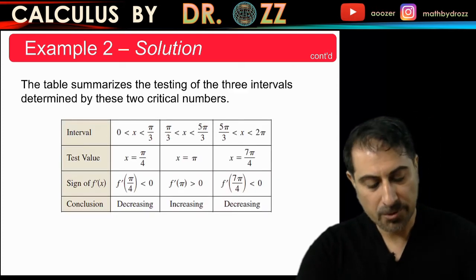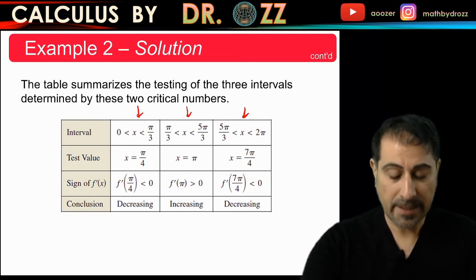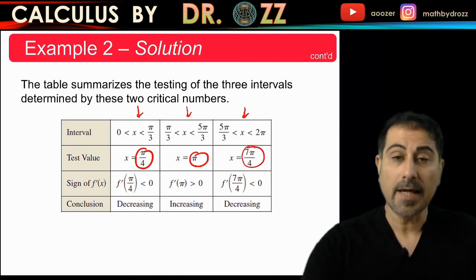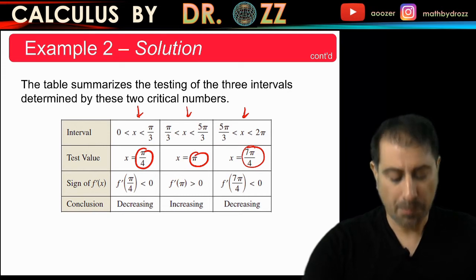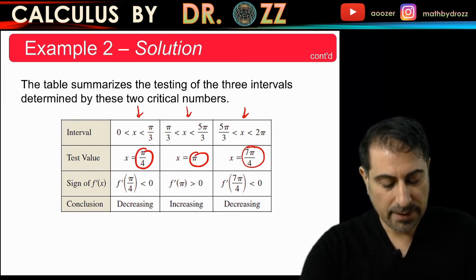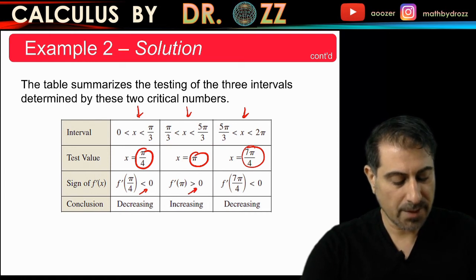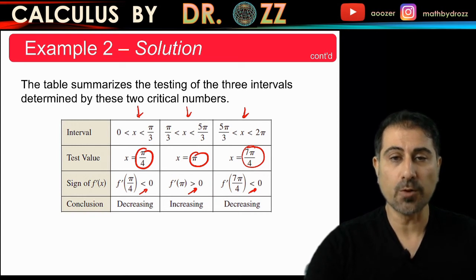Here we go. We have the first interval, second interval, and the third interval. We got test values or sample values from each subinterval. So we got pi over 4, pi, and 7 pi over 4. And what we do next is just evaluate f prime at the sample points. And it turns out that this one is negative, this one is positive, and this one is negative. So now we can have the conclusion for f.